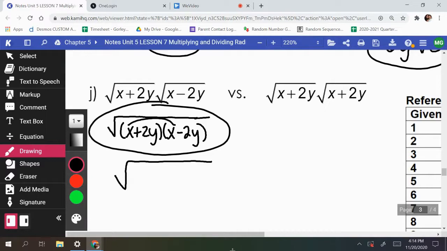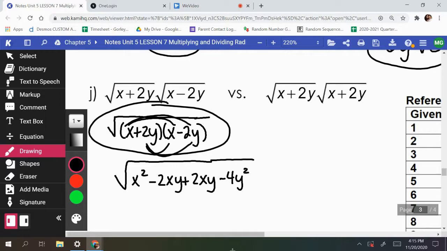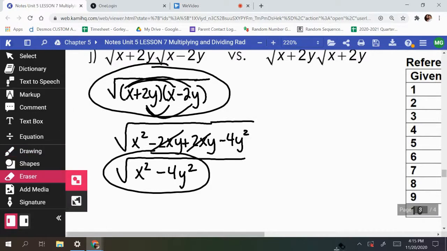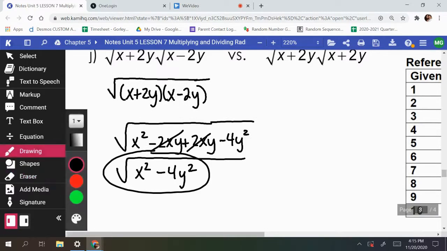If you multiply it out, we're going to get x squared minus 2xy plus 2xy, then minus 4y squared, which if you combine like terms, we get x squared minus 4y squared. So I guess you could write your answer like that. Really, I don't think it's worthwhile to even multiply it out. That form's not any more simplified. So I'd probably just leave it in factored form.